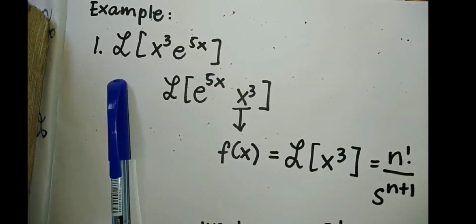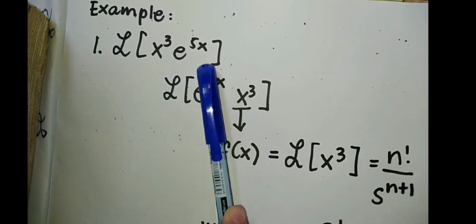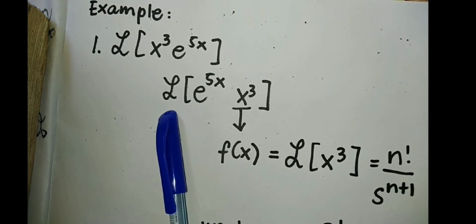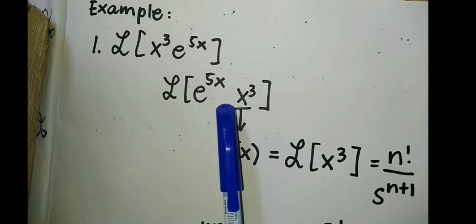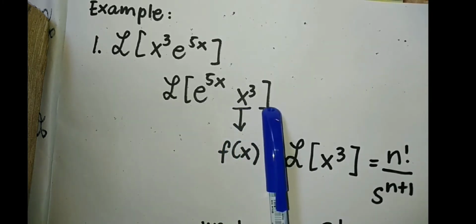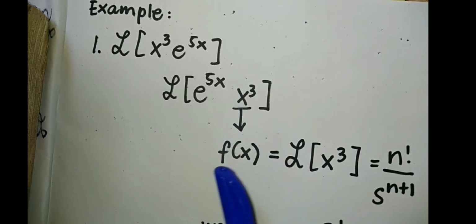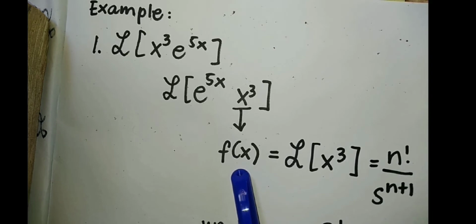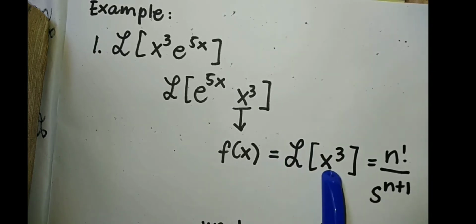For example, we have the Laplace transform of x cubed times e raised to 5x. So rearranging, we have the Laplace transform of e raised to 5x multiplied by x cubed. So our x cubed here is our f of x. So we have to first find the Laplace transform of f of x, so we have to find the Laplace transform of x cubed.